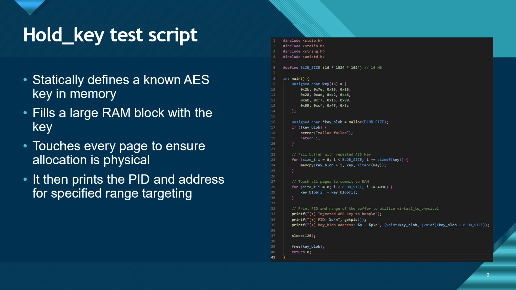As you can see at the bottom, we have sleep 120. The script here runs for 2 minutes, ensuring that we have enough time to obtain the PID and the virtual start address that it provides and move them over to the virtual to physical translator, which I'll go over next, to be used in the dump script or the targeted dump script.